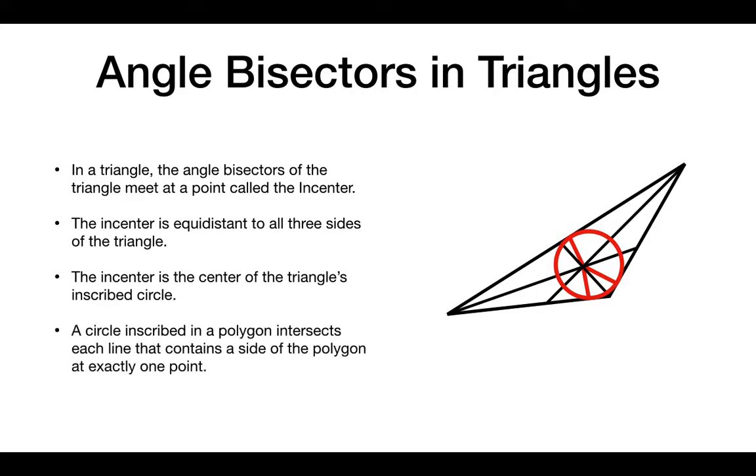Now, a circle inscribed in a polygon intersects with each line that contains a side of the polygon at exactly one point.